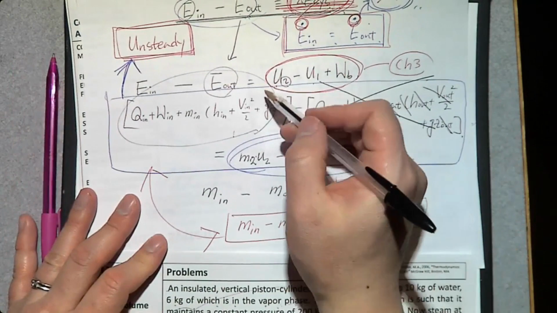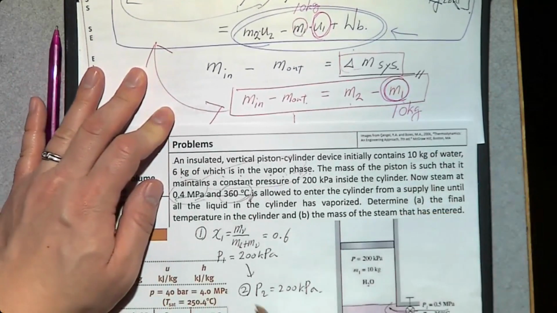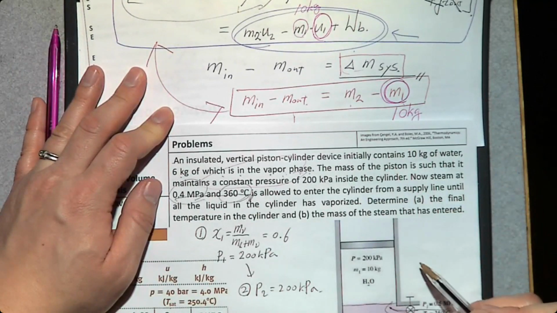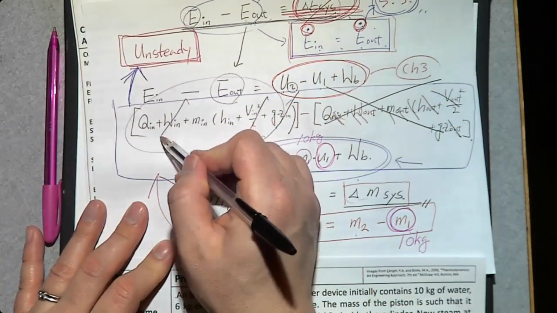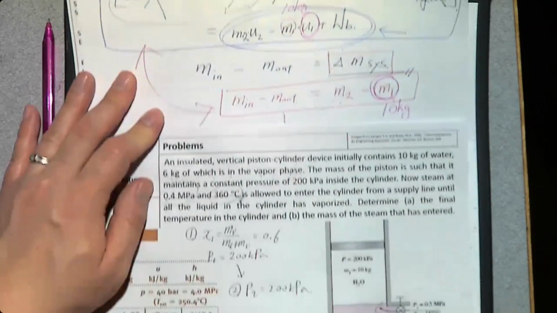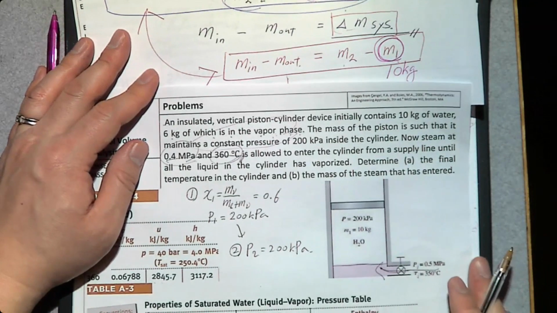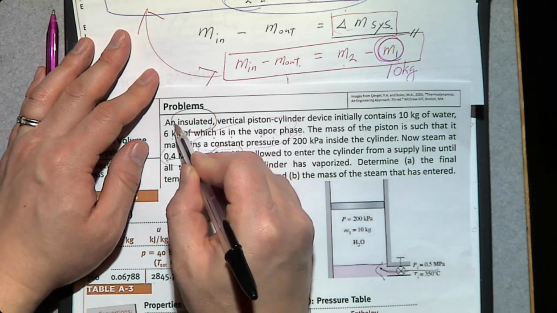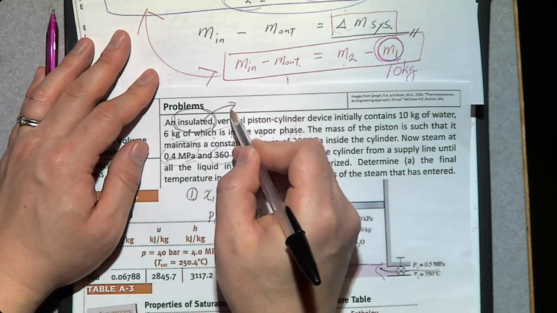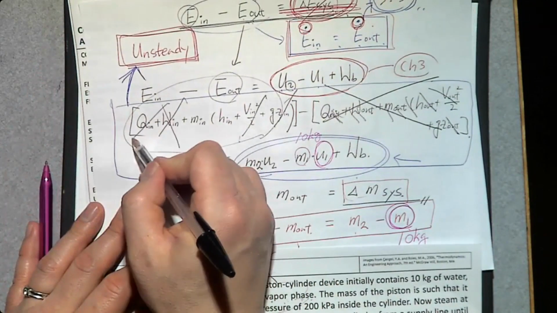And we usually neglect kinetic energy change and potential energy change. There is no information about work, so you can neglect energy transfer by work too. And what about heat transfer? There's no information about heat transfer. Oh, you can see there's information: it is an insulated piston cylinder device. Insulated means there is no heat transfer, so you can also neglect this one.